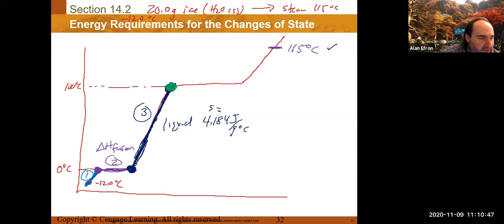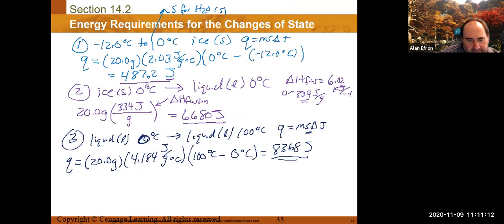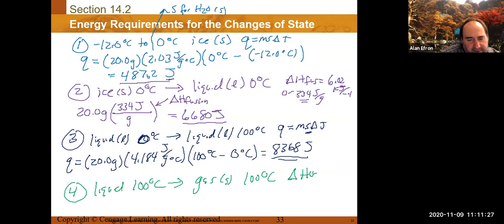So we're going to take it from 100 degrees Celsius liquid water all the way across to 100 degrees Celsius gas. So we're doing a phase change here for the fourth step. And that is, again, going from liquid to gas. So that's going to be our delta H of vaporization that we need to use here. And that would be our fourth step, taking it from liquid at 100 degrees Celsius to gas at 100 degrees Celsius. Again, that's going to be our delta H of vaporization.